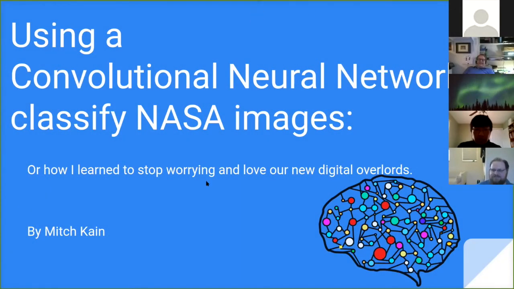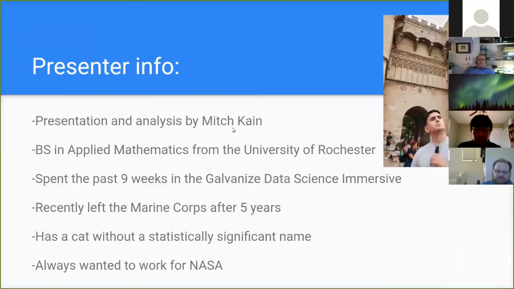My name is Mitch Kane, and this is my project. I used convolutional neural networks to classify NASA images. Some information about me: I have an applied mathematics degree from the University of Rochester, and I've spent the last 9 weeks in the Galvanize data science immersive. I recently left the Marine Corps after 5 years, and I've always wanted to work at NASA.